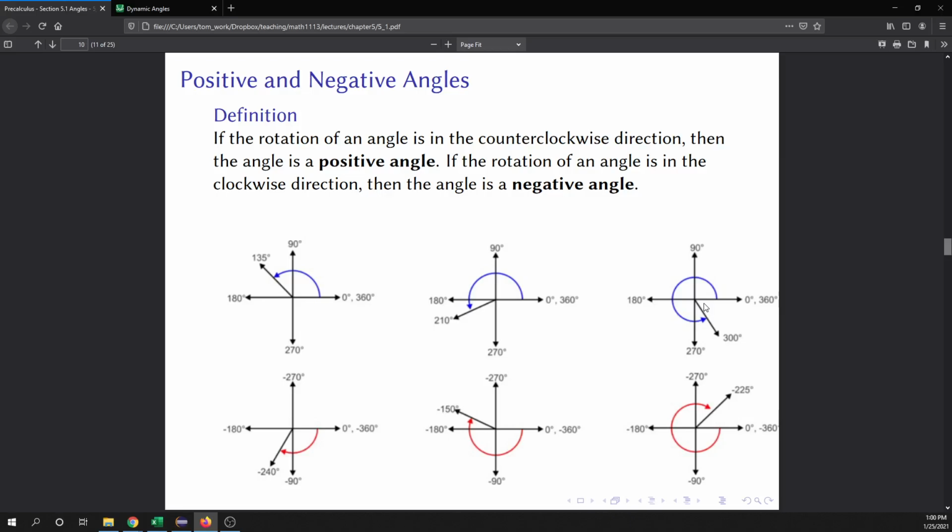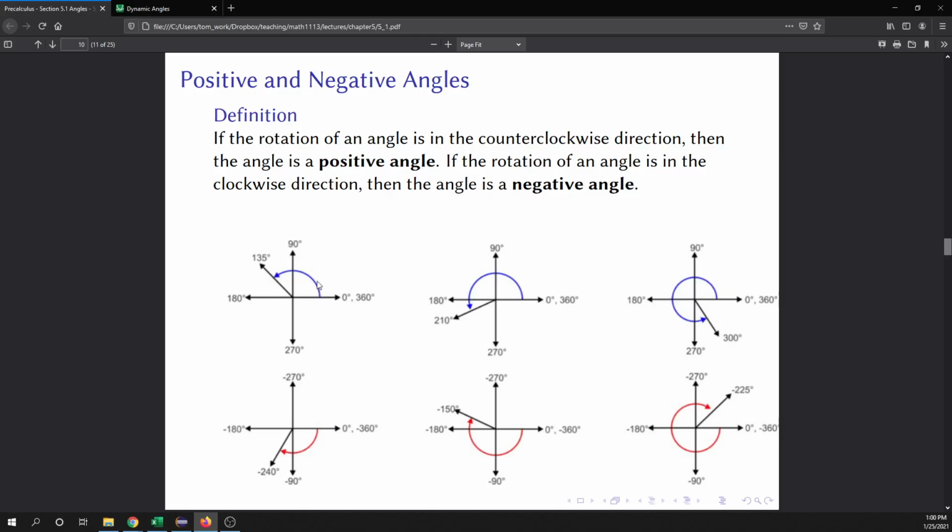All right, so next up are positive and negative angles. If the rotation of the terminal side is in the counterclockwise direction, then the angle is going to be a positive angle. And if the rotation of the angle is in the clockwise direction, then the angle is going to be a negative angle. So here you can see that these three angles up here are all in standard position, so they are all positive angles.